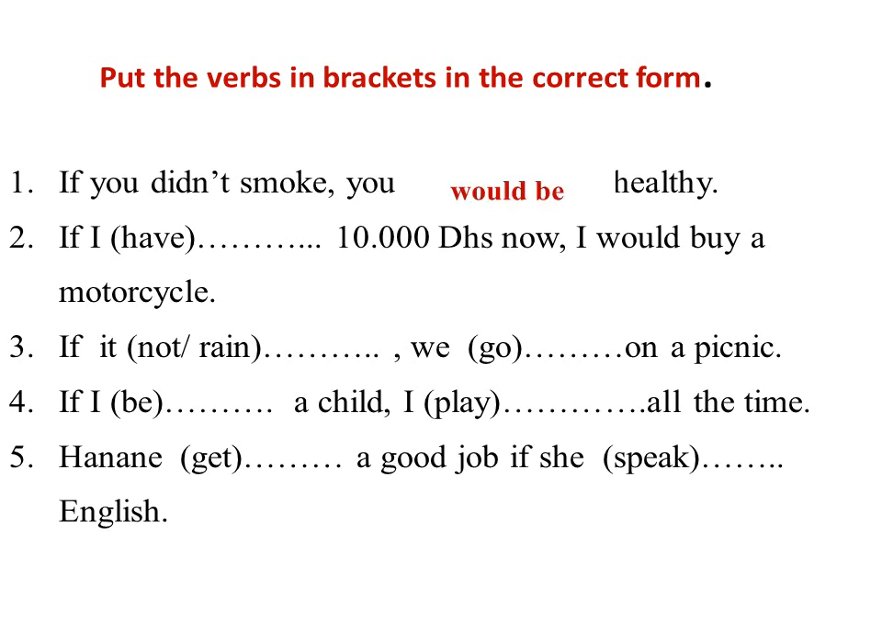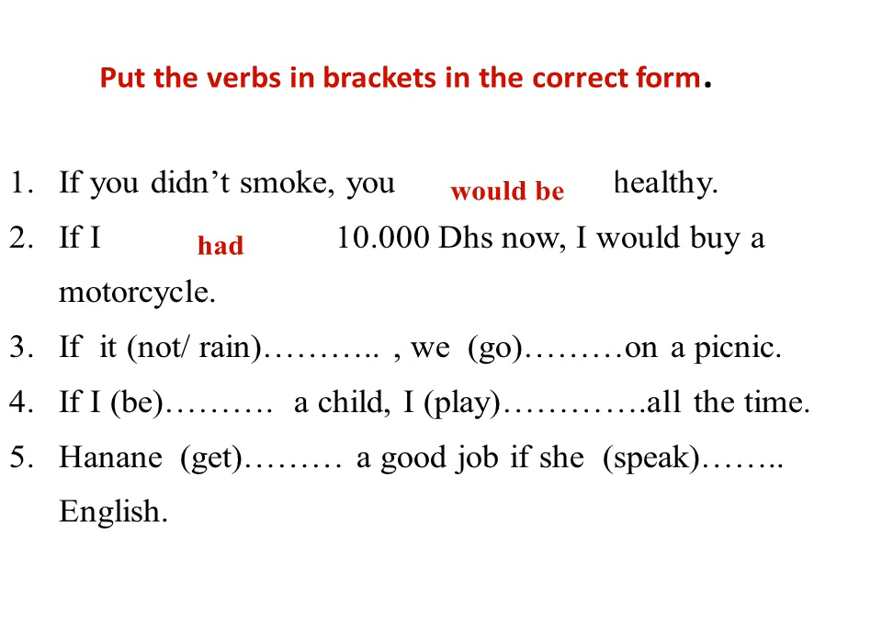Okay, you can stop the video again and finish the exercise. Then you can continue the video and check your answers. Well, I guess you got them right. Okay, number 2, we see if I. Yes, very good. If I had, so we need the simple past of the verb. If I had 10,000 dirhams now, I would buy a motorcycle.